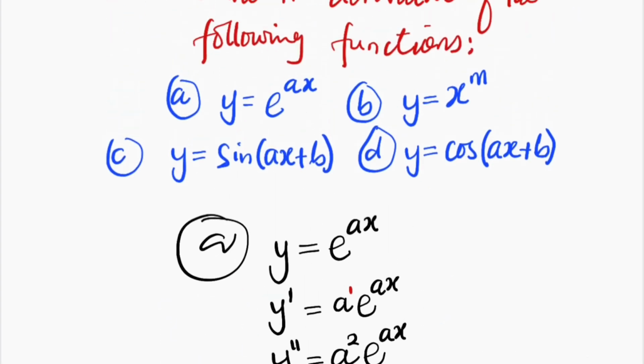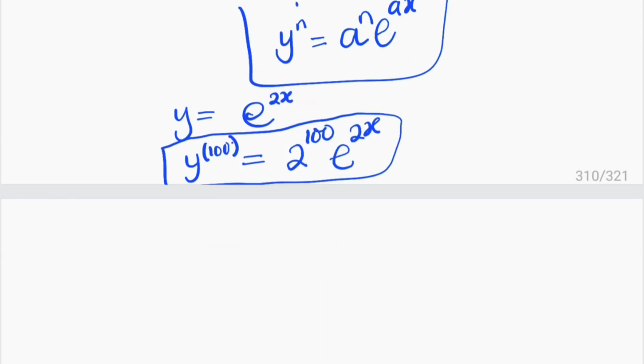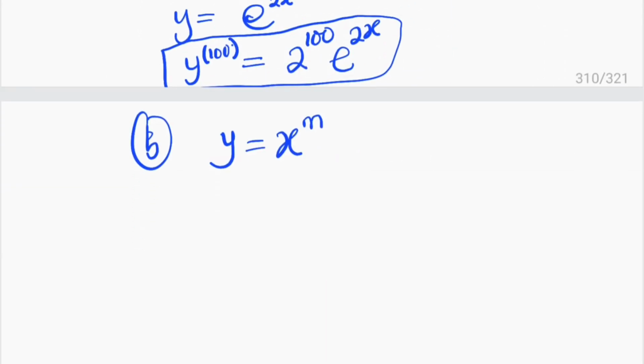Let's go to the second question. We have y equal to x to the power of m, and let's assume this m is an integer, like x to the power of 2. You know, if you differentiate it, it's going to be 2x, something like that. So let us establish a formula here. Let's find the derivatives and see the connection.